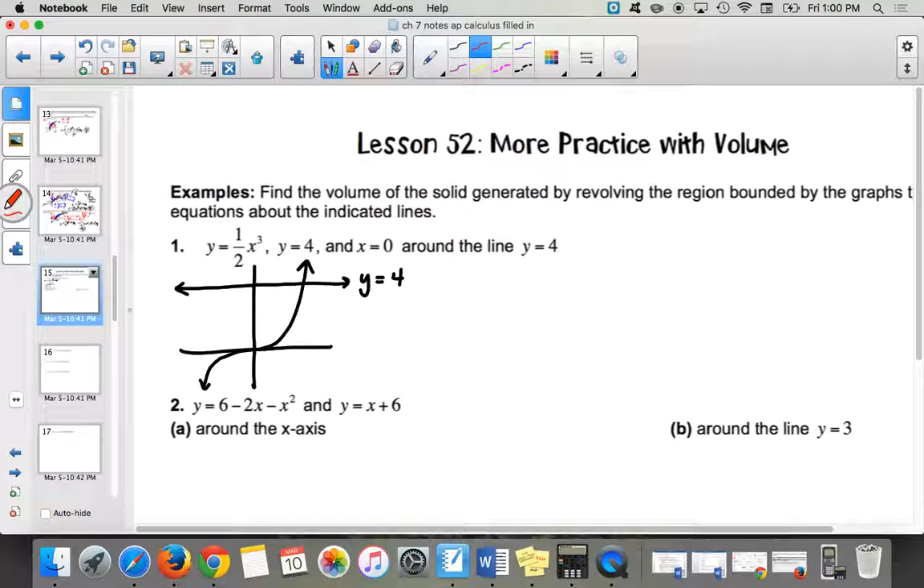So what I would always do is shade the region that we're rotating. So we're going to lightly shade this little region here. Okay, so that's the region that we're going to flip around. So we're flipping it around the line y equals 4. So when we rotate it around this line y equals 4 really, really quickly, we create a shape.